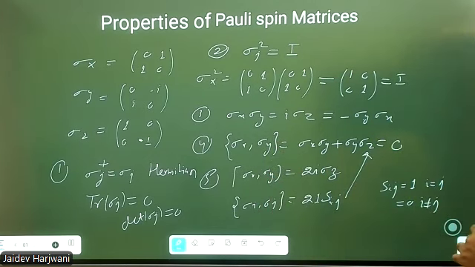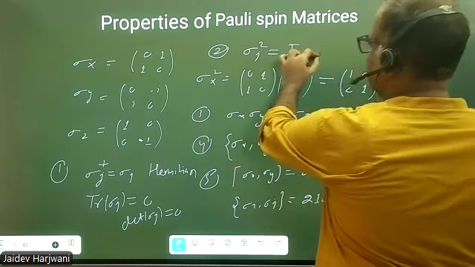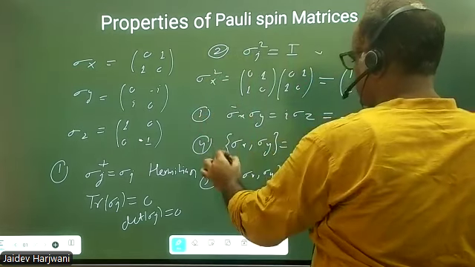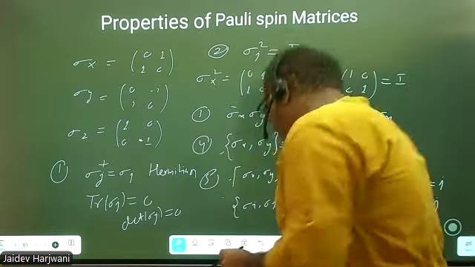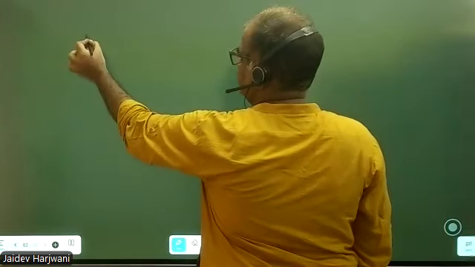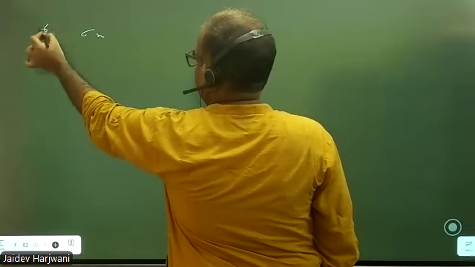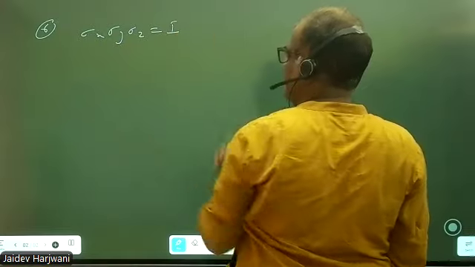For any two matrices, you can write the anti-commutator relation this way. So we have seen the square of sigma and the anti-commutator, and now there is one more property: sigma x sigma y sigma z is equal to iota times the identity.